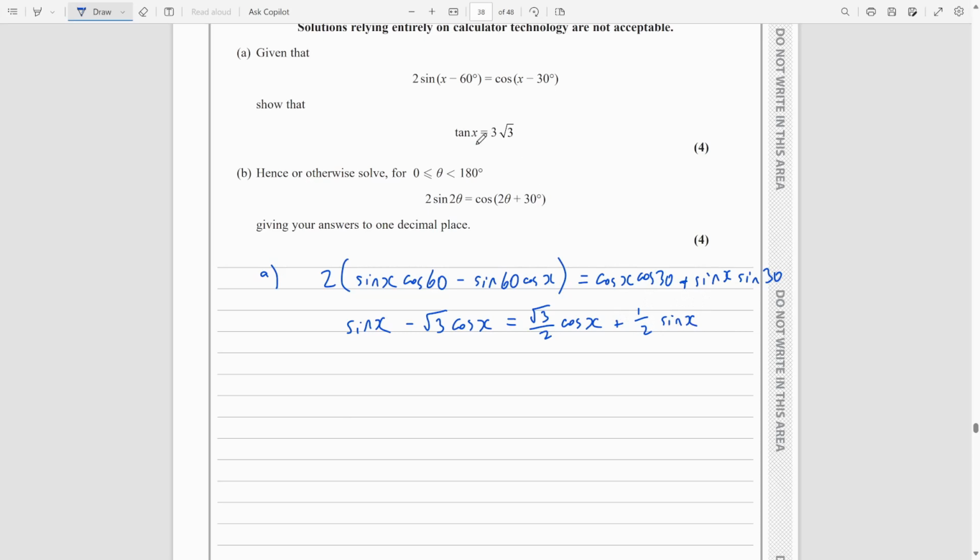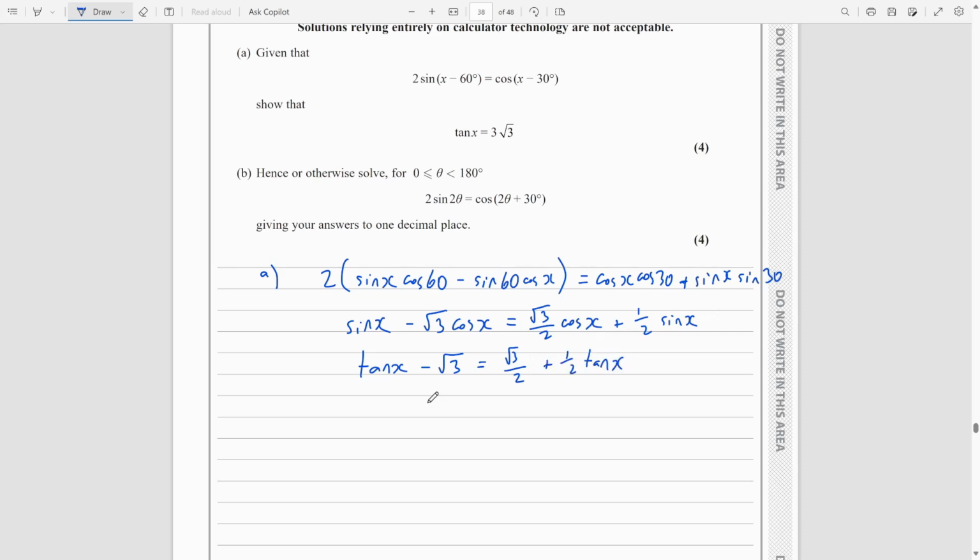Now, we need to rearrange this to get tan x on its own. I can get tan x by dividing through everything by cos x. Here's why. Sine x divided by cos x is tan x. Divide this by cos x and it's minus root 3. Divide this by cos x and it's root 3 over 2. Divide this by cos x and it's tan x.